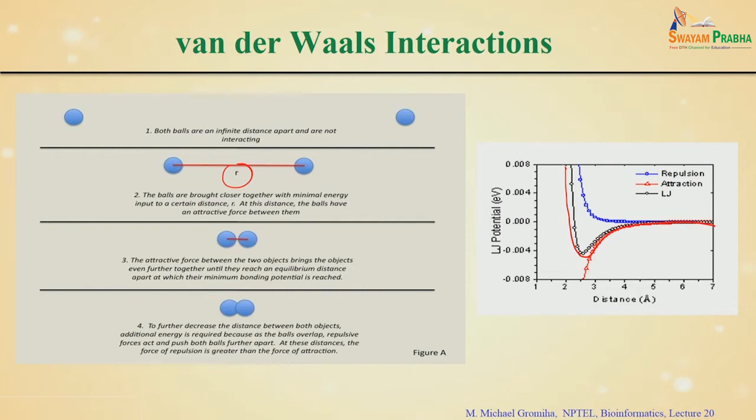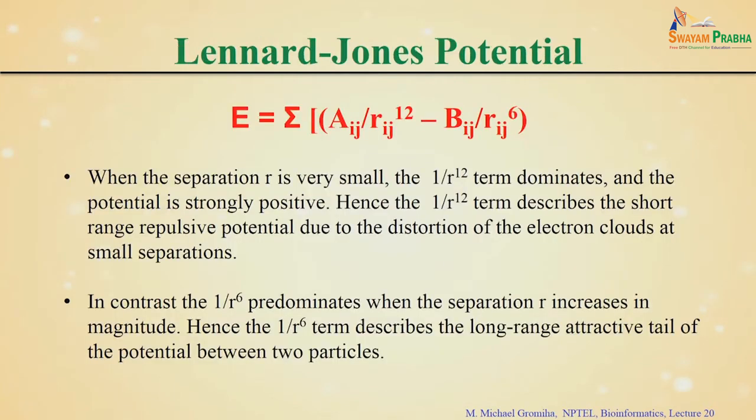So we can derive this equation using these graphs, the 6-12 potential. The energy is equal to Aij by Rij power 12 minus Bij by Rij power 6. This is why it is called the 6-12 potential, because of Rij power 6 and Rij power 12. If the separation is very small, which term will dominate? The repulsive term will dominate. Rij power 12 is very high because it is very close, so you will have high repulsive energy.